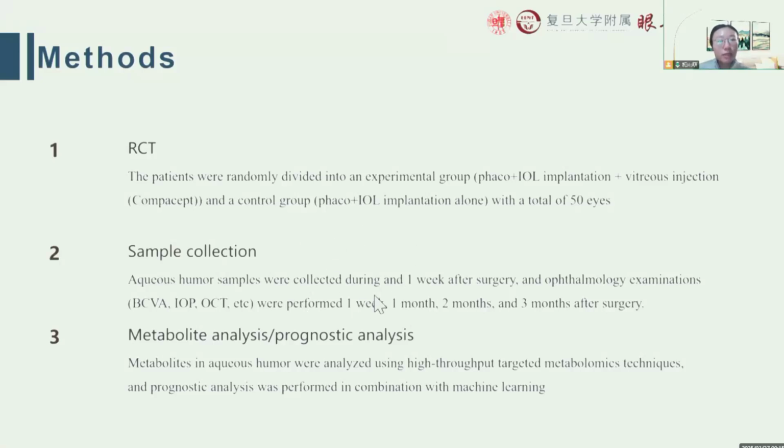Aqueous humor samples were collected during surgery and 1 week after surgery, and ophthalmology examinations were performed from 1 week to 3 months after surgery. Metabolites in aqueous humor were analyzed using high-throughput targeted metabolomics techniques, and prognostic analysis was performed in combination with machine learning strategy.